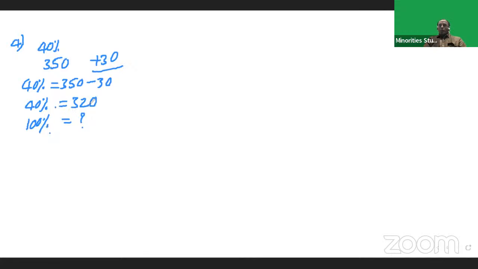Down value by up value into right side value. Very good, Akbari Begum, you answer right. Down value 100 by up value 40 into right side value 320. This is 0, 0 cancel. 4 1 to 4, 4 8 to 32. 100 into 8 is 800. Therefore, the maximum marks in the examination is 800. Good, it is right answer.